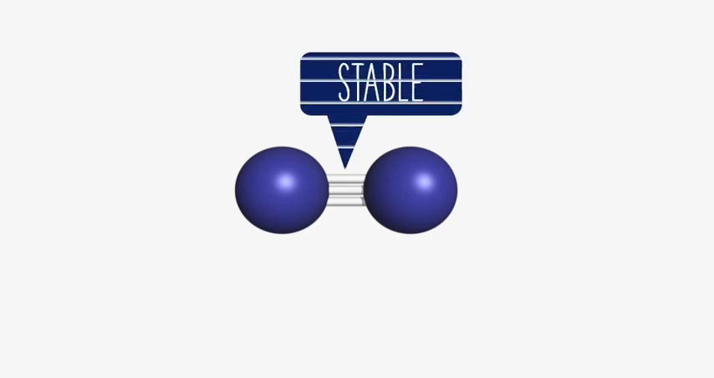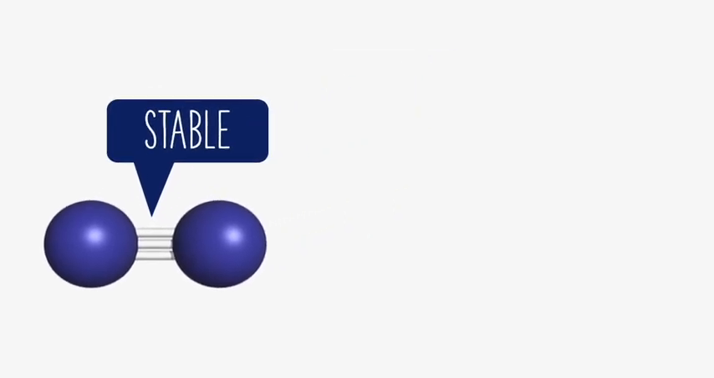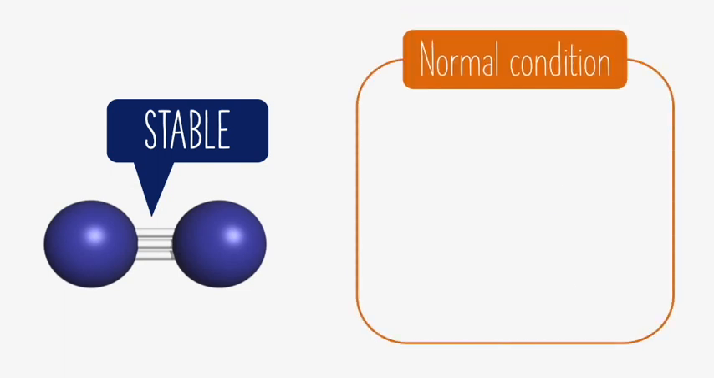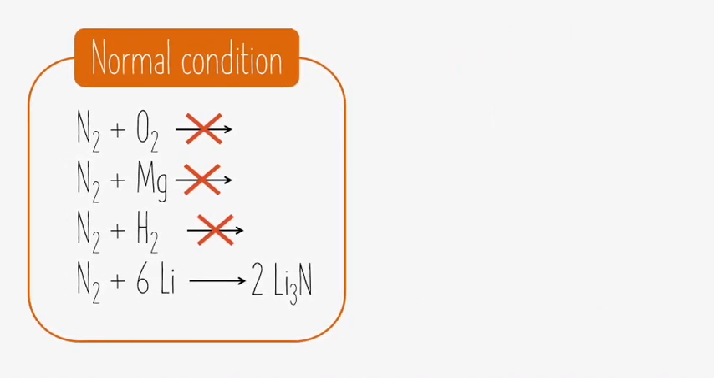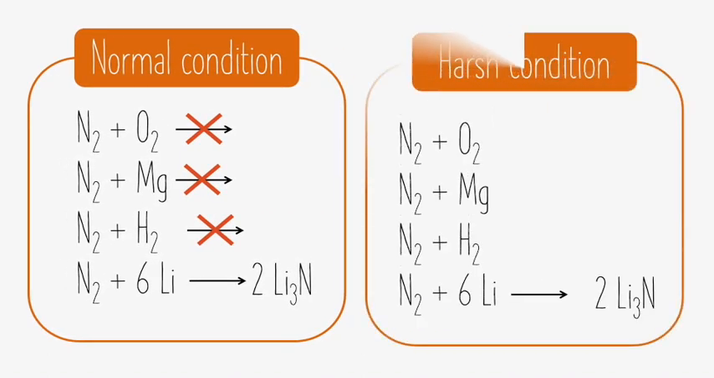This triple bond is so stable and so strong that in normal conditions, nitrogen gas is inert, which means that it does not react with most substances like oxygen, hydrogen, or magnesium, except lithium. Lithium can react with nitrogen gas at normal temperature to form lithium nitride. Nevertheless, things are gonna be different in harsh conditions. At elevated temperatures or under high pressure, some reactions can occur.